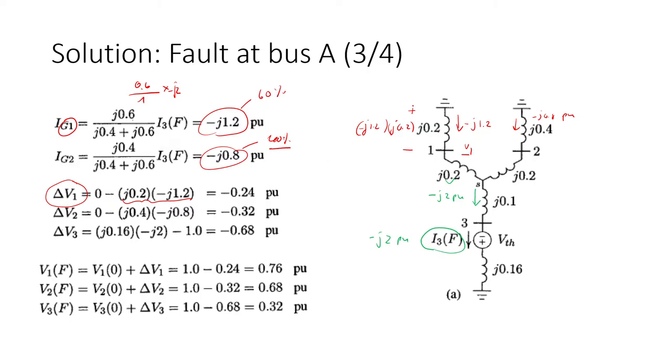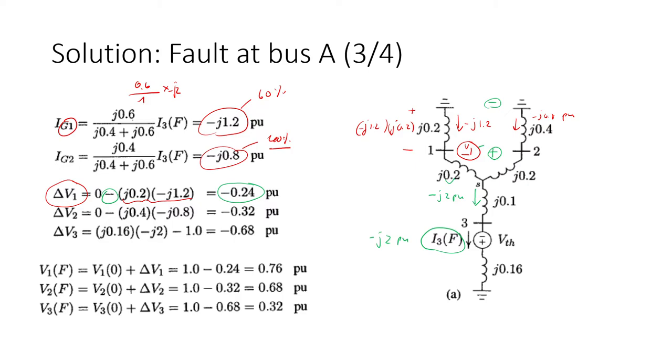Since this is the reverse direction, when we want to find V1, when you measure the voltage, you have to refer to the reference. If you measure this V1 here, it means this is positive on this side and negative to the ground. But the voltage difference due to the flow of this negative j1.2 current would create a different polarity. That's why there is a negative sign over here. So altogether, you have the change in the voltage of minus 0.24 per unit.